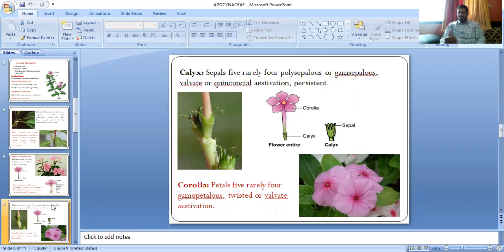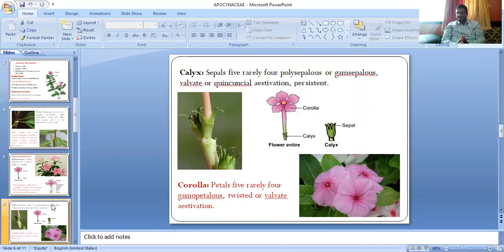What is in imbricate estivation? One sepal is completely internal, one sepal is completely external, right? That is imbricate estivation, and the remaining 3 are partly internal, partly external. But what is in quincunxial estivation? 2 sepals are internal, 2 are external, and only one is partly external, partly internal. Yes, that is quincunxial estivation.